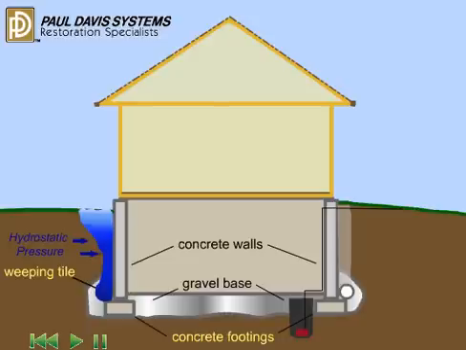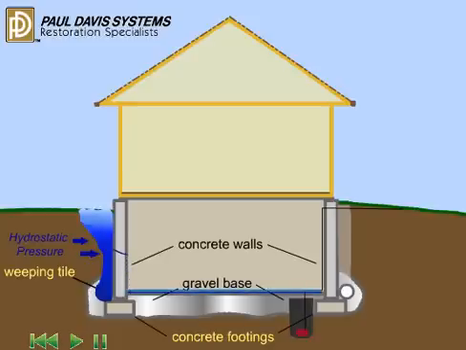Hydrostatic pressure is the weight of the standing water against its surroundings. Since this water has no easy way to drain, it sits pushing against the wall and can result in water entering the home through small cracks in the foundation wall.